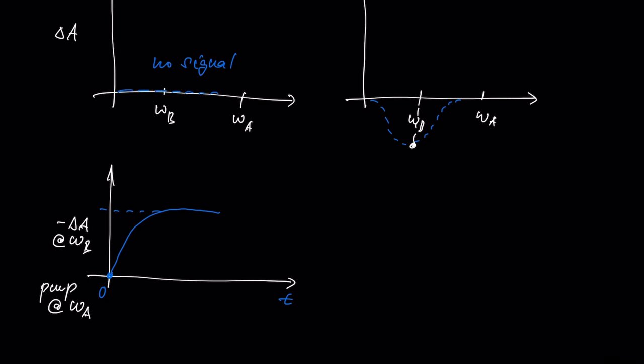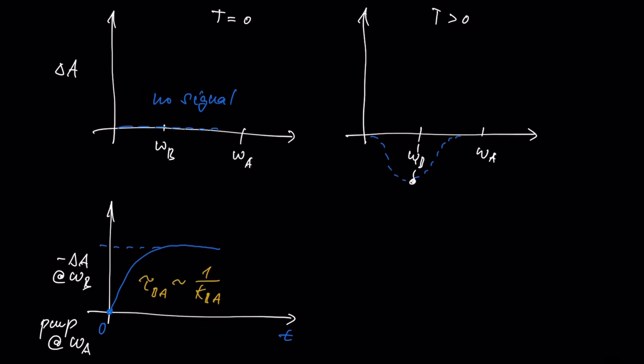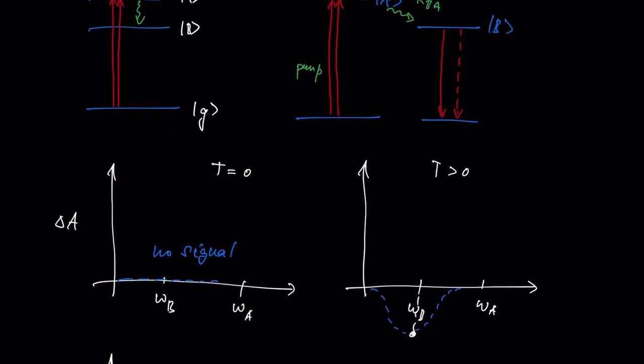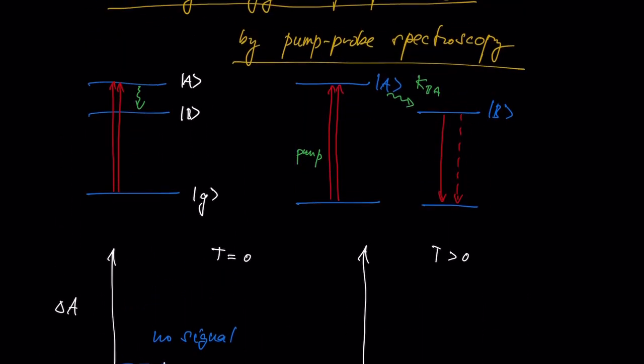And this rise here, the tau BA constant here, the time at which this curve is going to rise, will be 1 over KBA. So I'm able to measure, with this analysis of the pump probe spectrum, the KBA rate of the transfer from A to B.